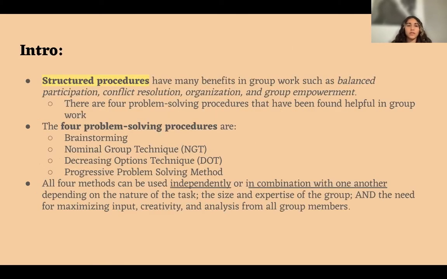To start us off, we need to know that structured procedures have many benefits in group work, which include participation, conflict resolution, organization, and group empowerment. There have been 4 problem solving procedures that have been helpful in group work. And these 4 procedures include, like I said, brainstorming, nominal group technique, decreasing options technique, and progressive problem solving technique. All 4 methods can be used independently or in combination with one another, depending on the nature of the task, the size and expertise of the group, and the need for maximizing input, creativity, and analysis from all group members.